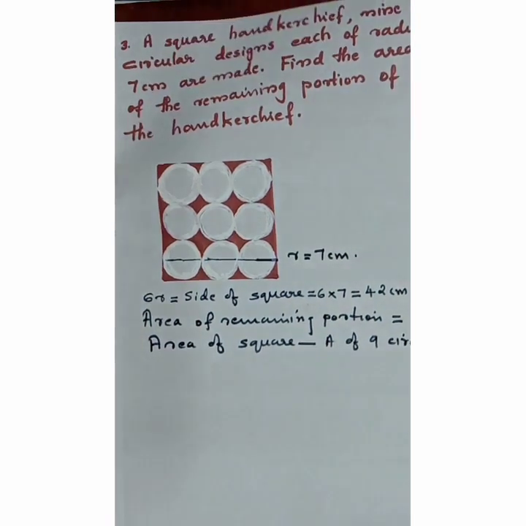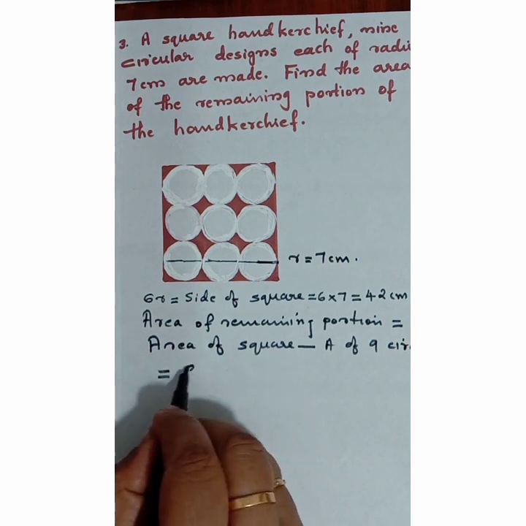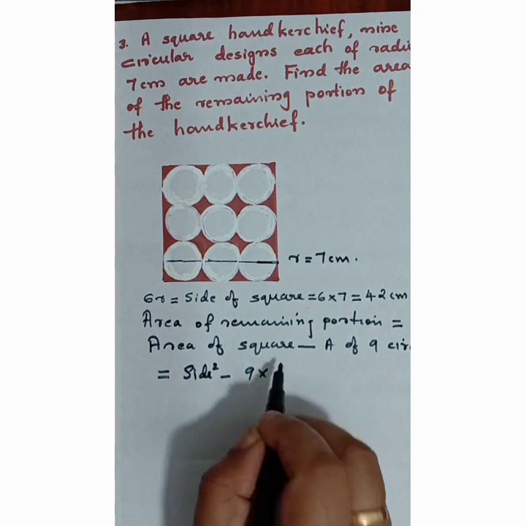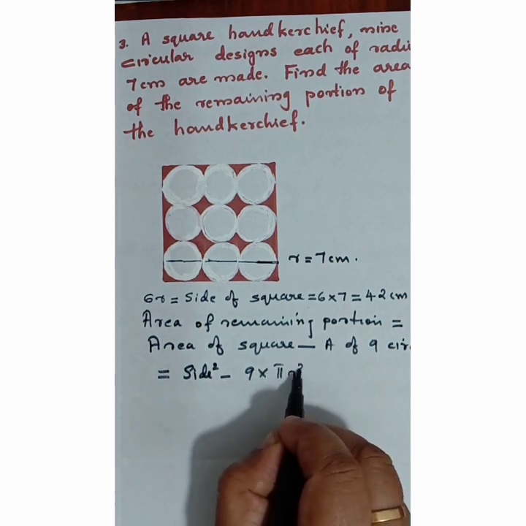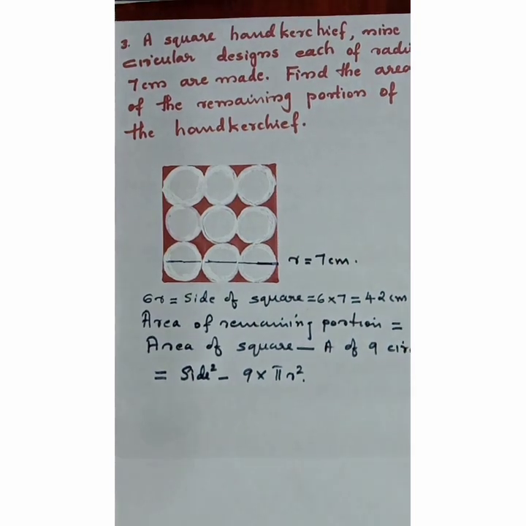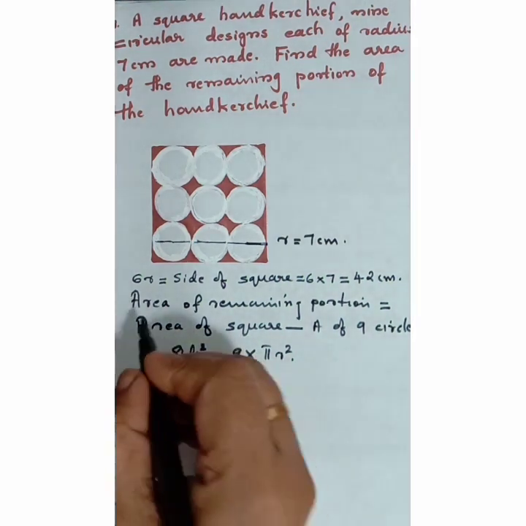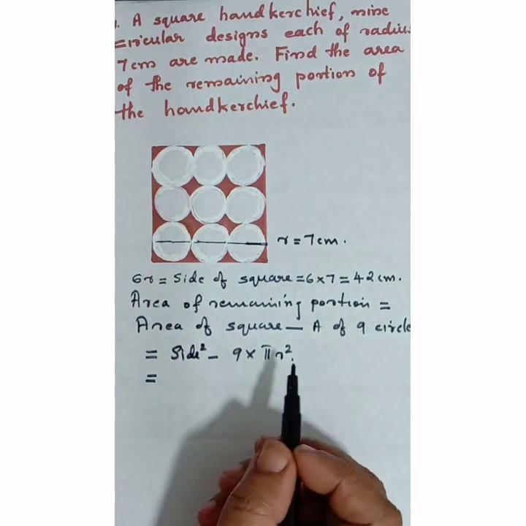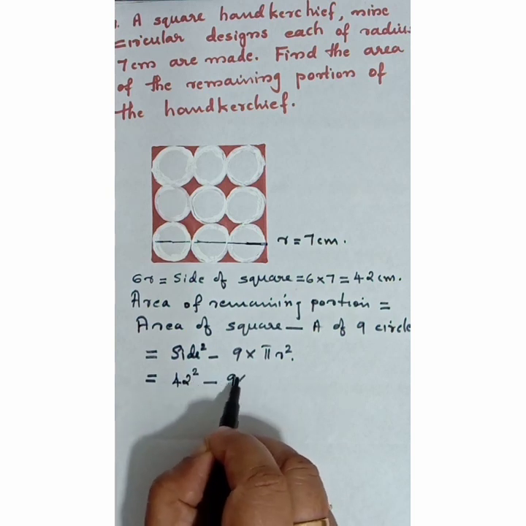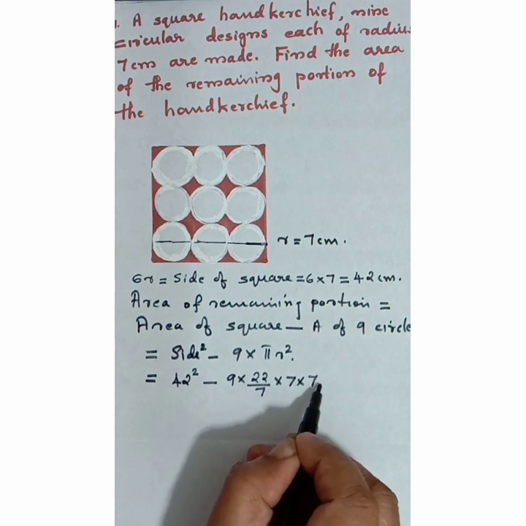So here, the area of the square we know. What is the area of the square? Isn't it side squared? Side squared minus the area of 9 circles, that is 9 into pi r square. Here the pi value 22 by 7 we can use. The reason is that 7 is the radius, therefore it is easy to cancel. So the side is 42, so 42 square minus 9 into 22 by 7 into 7 into 7.